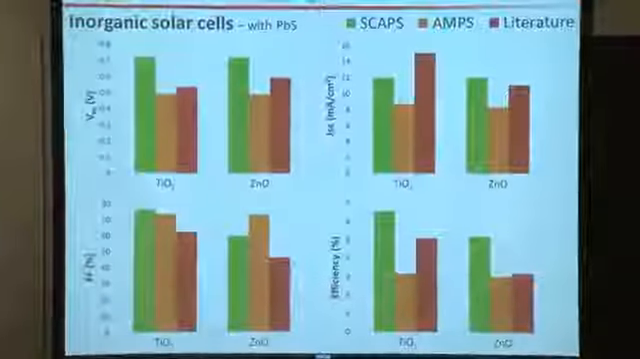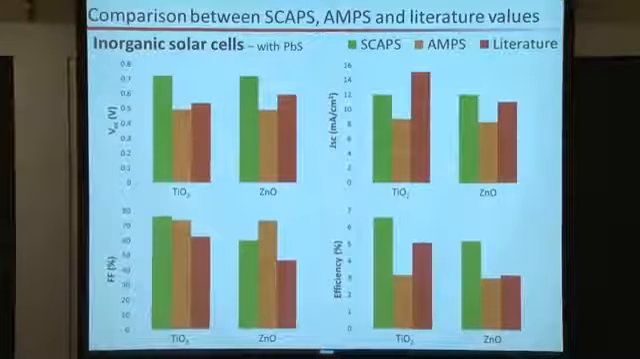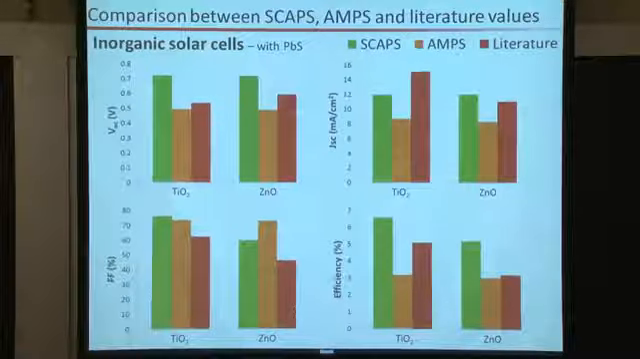So for inorganic solar cells, we can see that there's a good correspondence between literature values and both simulation tools. This is likely due to the fact that inorganic materials have more similar properties to silicon than organic materials, and the simulation tools were based on silicon when they were created. So we looked at the open circuit voltage, short circuit current, the fill factor, and the power conversion efficiency.